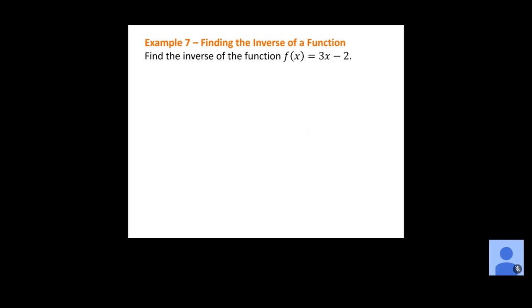So to find that inverse function, I'm going to change my f of x to a y first. So I'm just going to write this as y equals 3x minus 2. Now, remember, to find the inverse, we're switching x and y. So I'm literally going to switch my y's to x's and my x's to y's in that equation. So this is going to become x equals 3y minus 2. That's our first step. Switch x and y.